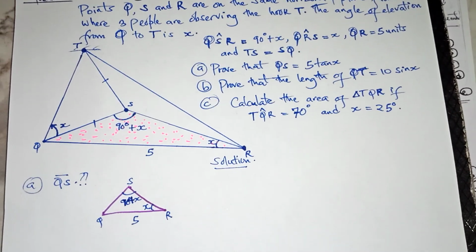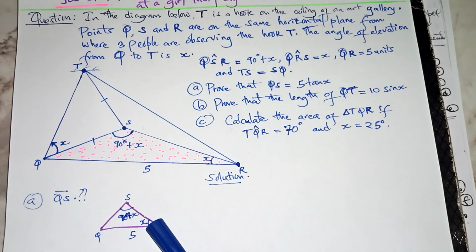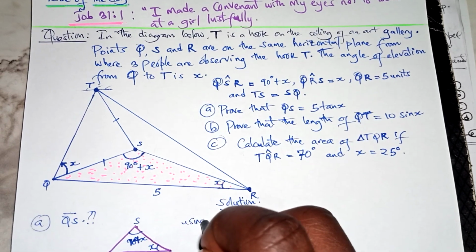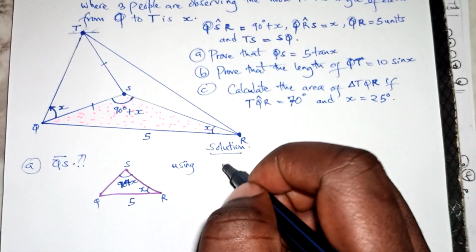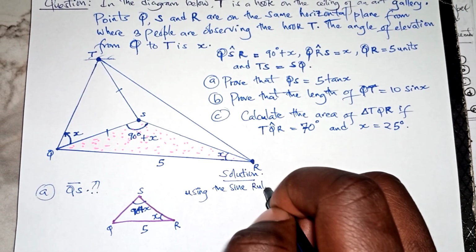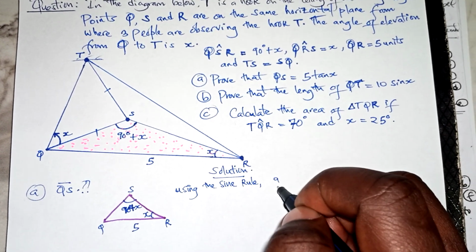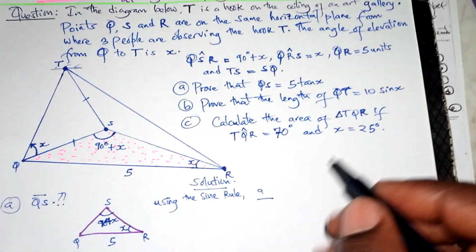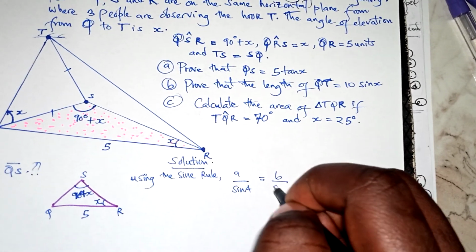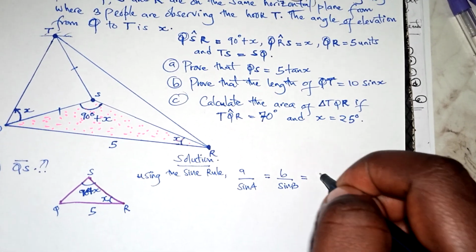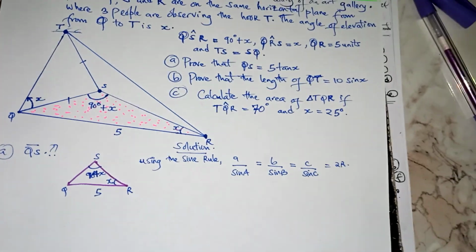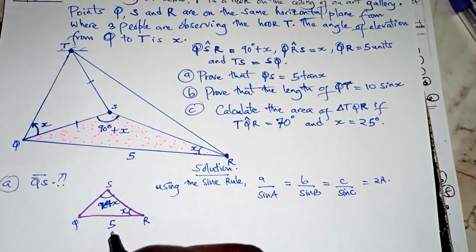So what are we going to use, guys? We want QS. We have the opposite angle. We have 5 and the opposite. We're going to use the sine rule, right? You're not running away from the sine rule. Using the sine rule says that A over sine A is B over sine B, which is C over sine C. Therefore, we know that 5.